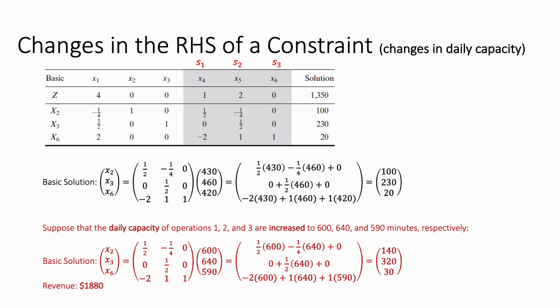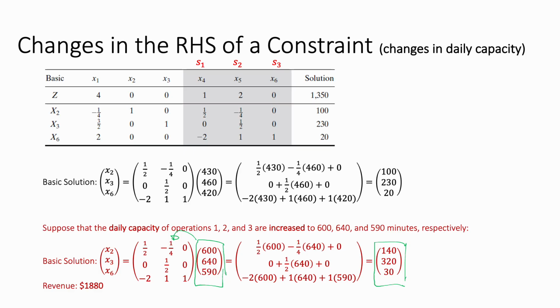Okay, so now suppose that the daily capacity of operations 1, 2, and 3 are increased to 600, 640, and 590 minutes. So we will use the same formula to compute the basic solution. This results in new values for the optimal basic variables. So how do we do that? Here. These were the proposed new right-hand side values. We multiply it by the inverse of the basis, and this gives us these new values: 140 for x2, 320 for x3, and 30 for s3.